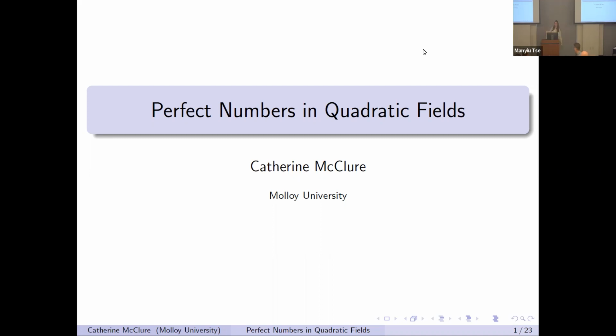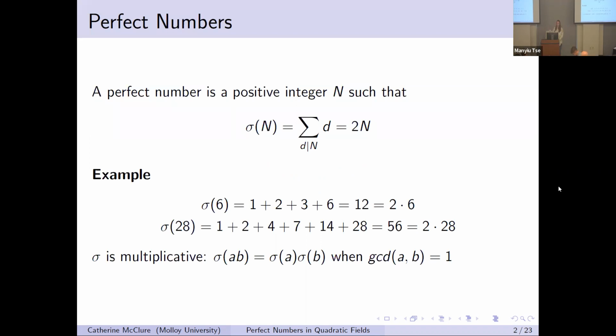Hi, I'm McClure. I'm from Molloy, and my topic is perfect numbers in quadratic fields. A perfect number in our regular integers is just a positive integer n such that sigma of n, where sigma is our sum of divisors function, is equal to 2n. Our first perfect number is 6. Sigma of 6 is 12, which is clearly 2 times 6. The next one is 28, where sigma of 28 is 2 times 28.